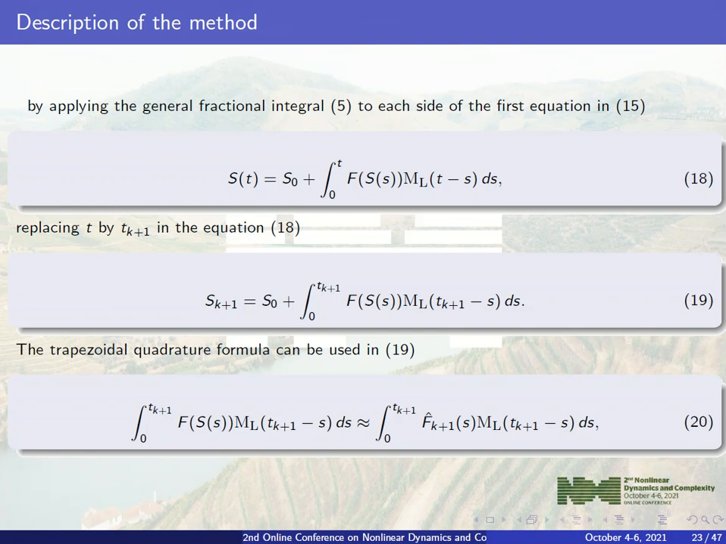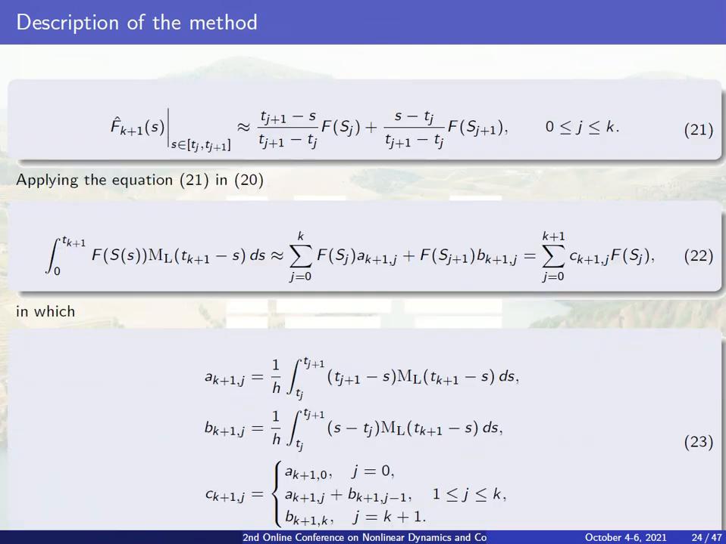And in the next equation, by replacing t by t plus 1 in the previous equation, we obtained equation 19. Then the trapezoidal quadrature formula can be used to approximate the integration part in 19. After calculating the interpolation polynomial and applying equation 21 in 20, finally we obtain the corrector formula for the first equation of 15 as follows.